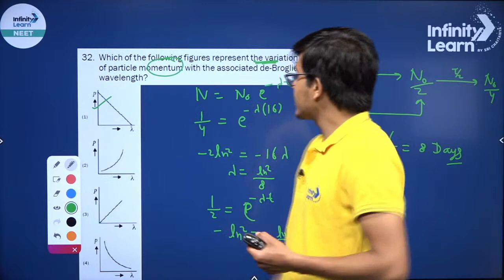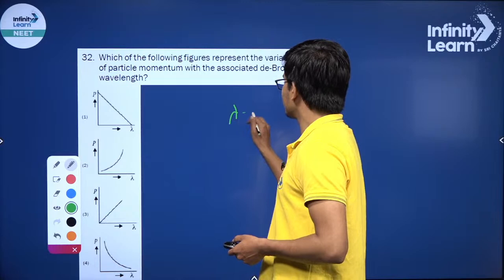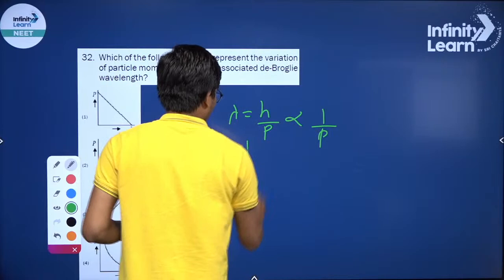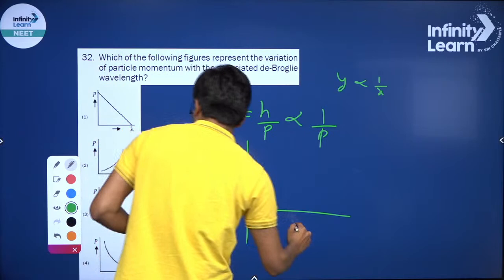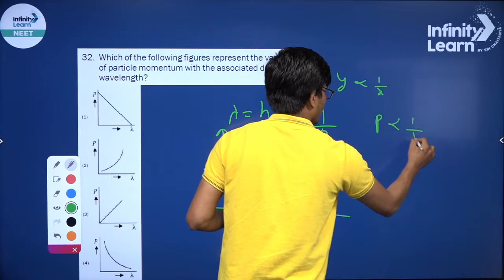All right, moving to the next question. It's a very simple question from de Broglie wavelength, that is lambda is h upon p, which is inversely proportional to p, right? So what should be the graph? You know that y is proportional to 1 by x, so it should be a rectangular hyperbola, right? So lambda versus p, or p versus lambda, this graph will be the same. Both graphs will be hyperbola, whether you plot from p to lambda or lambda to p.